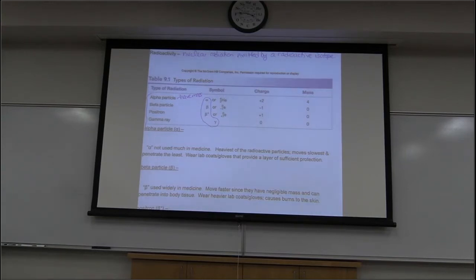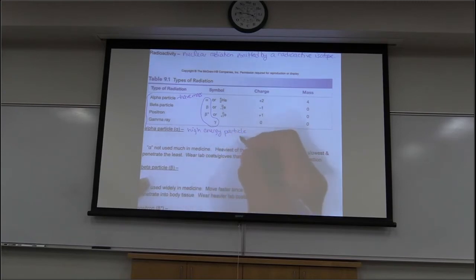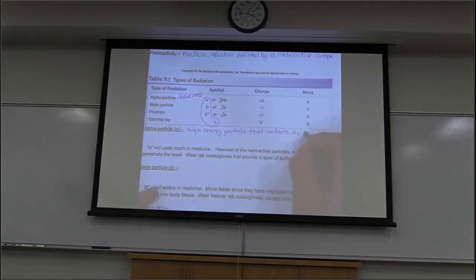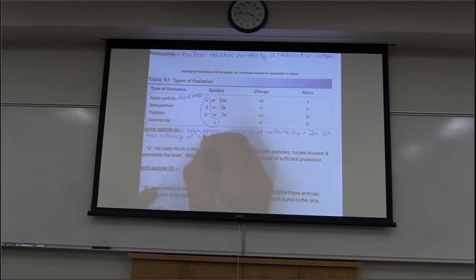So let's talk about the alpha particle first. It is a high energy particle that contains 2 protons and 2 neutrons. It has a charge of +2, and it has mass.